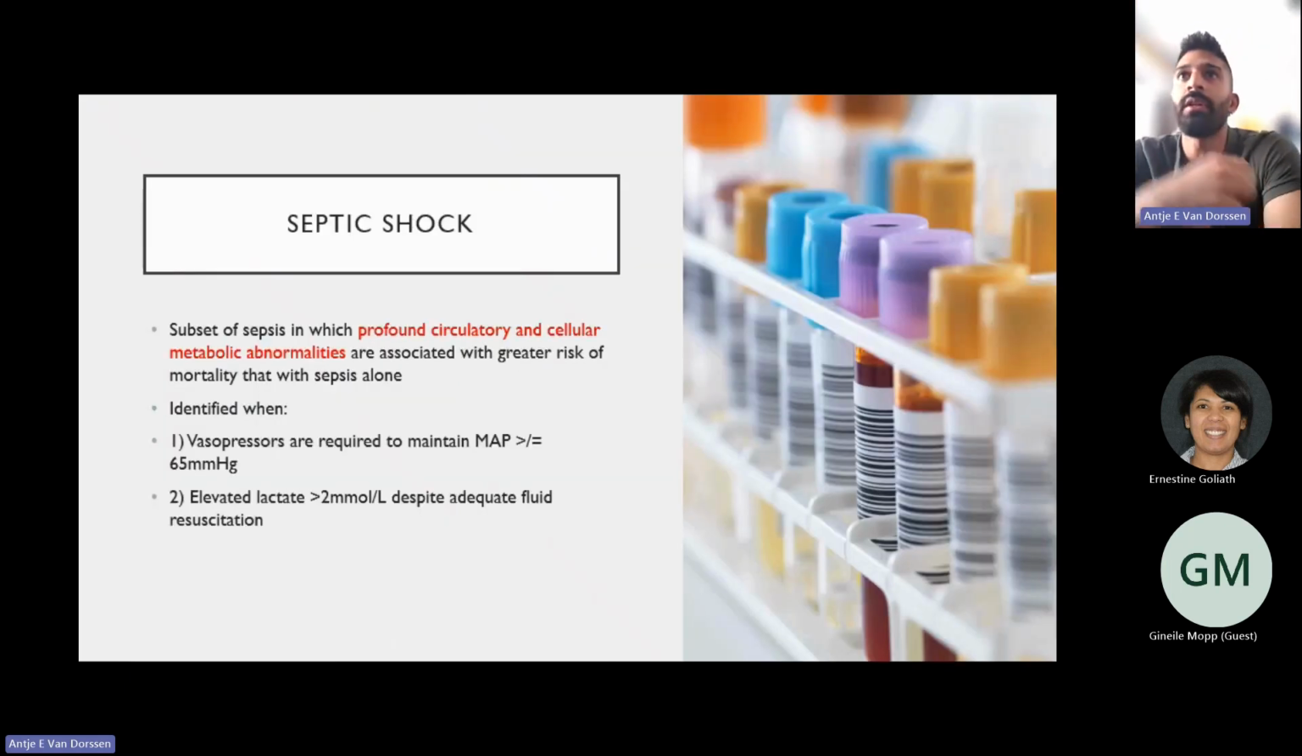Just to mention septic shock, because septic shock is actually a subset of sepsis in which there are profound circulatory and cellular metabolic abnormalities. Why it's important that we identify septic shock versus sepsis alone is that there's a greater risk of mortality associated with it. We can identify septic shock when we're required to use vasopressors to maintain a mean arterial pressure of more than or equal to 65 millimeters of mercury despite an adequate fluid bolus. The other thing we can use to identify it is an ongoing elevated lactate of more than 2 millimoles per liter despite adequate fluid resuscitation.